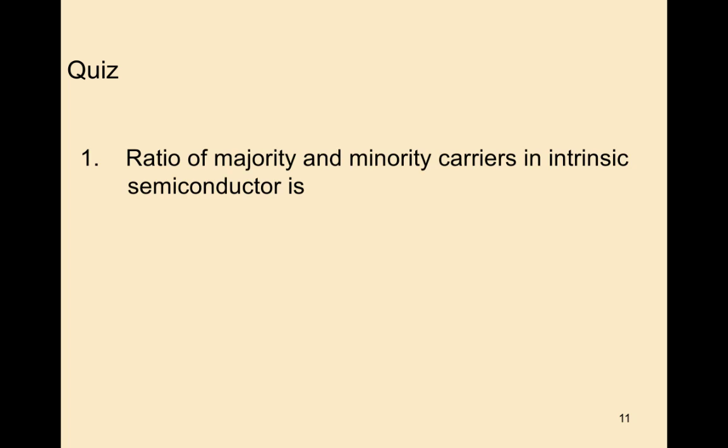Quiz questions. First: the ratio of majority and minority carriers in an intrinsic semiconductor is: unity, greater than unity, or less than unity. The correct answer is unity. The ratio of majority and minority carriers in an intrinsic semiconductor is unity.